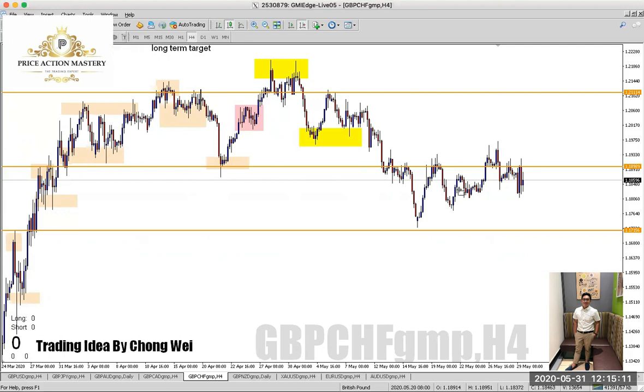Okay, from this H4 we can see low, high, low, lower high, low, low. So this area will be the selling area for us. Okay, the selling area for us will be at this area.